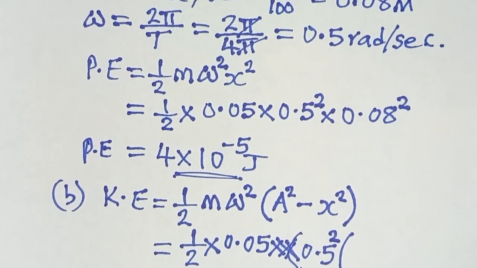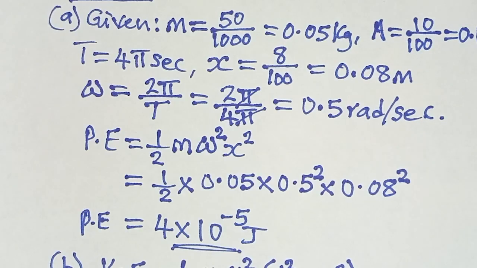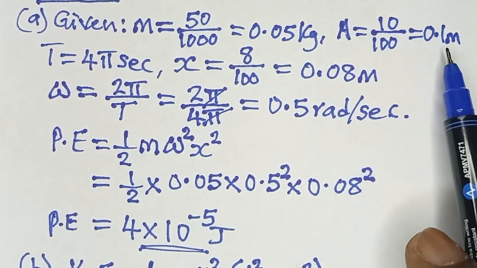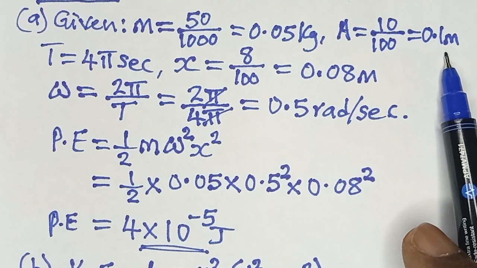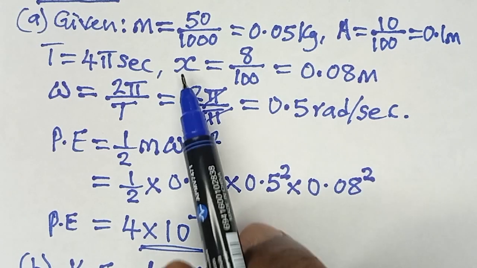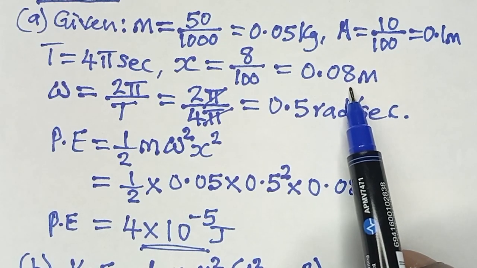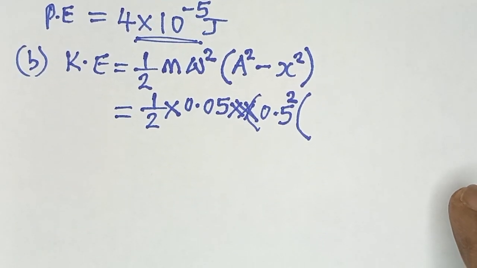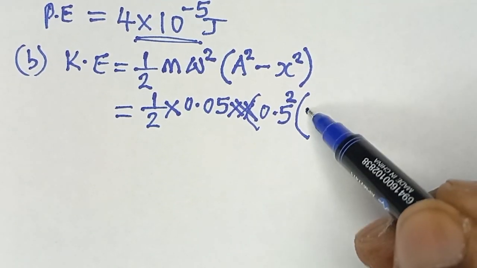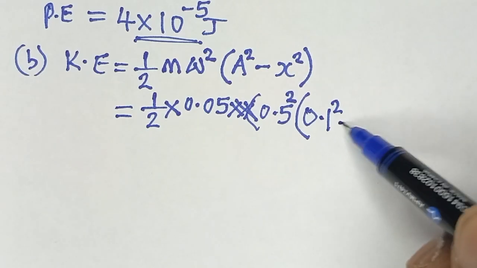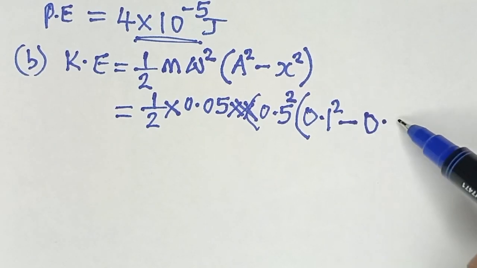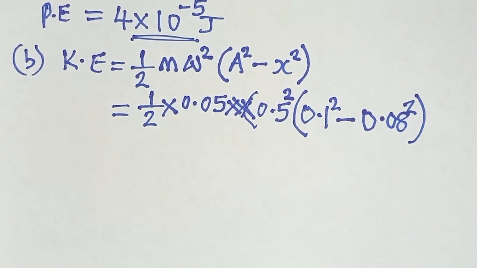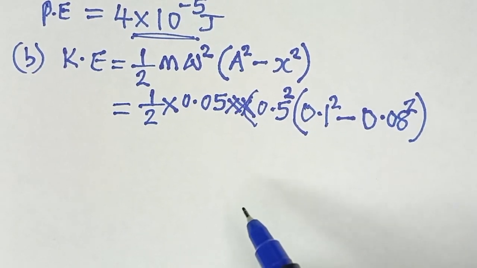And then we now multiply by the amplitude. Let's go and check the amplitude so that we can see those values. You can see the amplitude from the beginning. The amplitude A is 0.1. Hope you are seeing it. The amplitude is 0.1 and the value of x is 0.08. So we're going to substitute these values now into this equation. So I have amplitude 0.1 squared, then minus the x, which is 0.08 squared. So these are the values that we need to substitute.